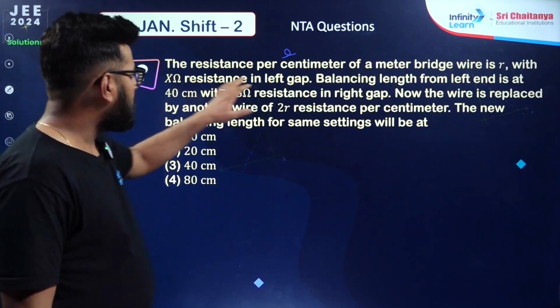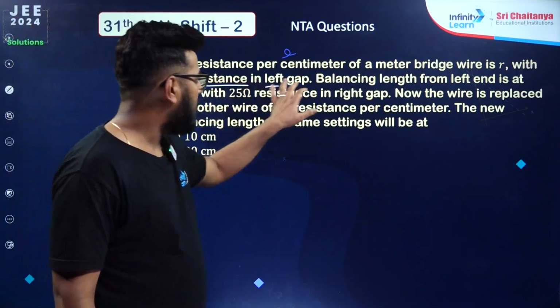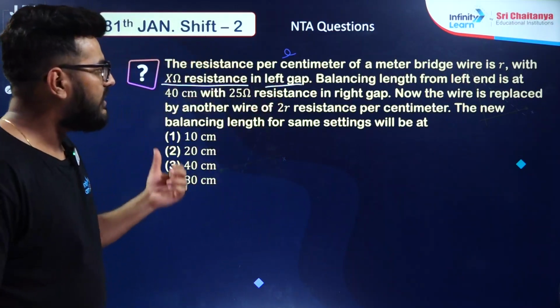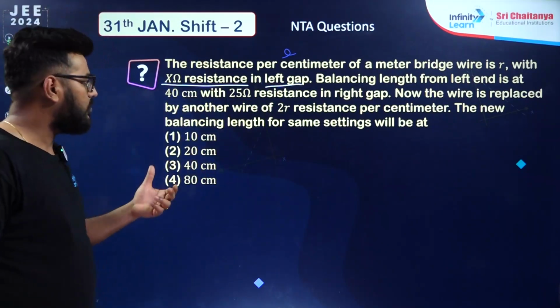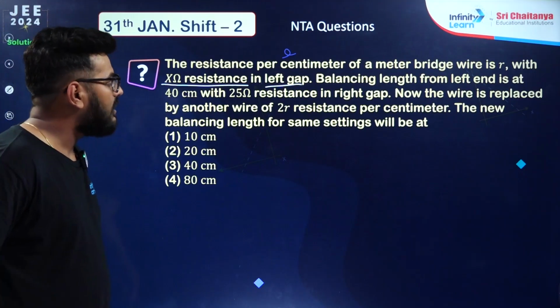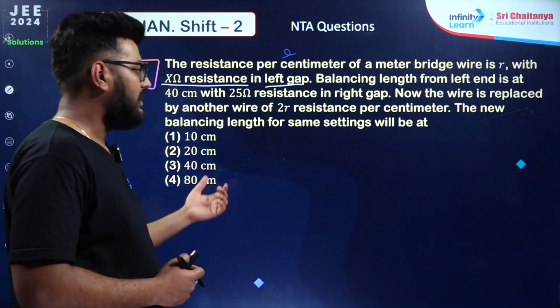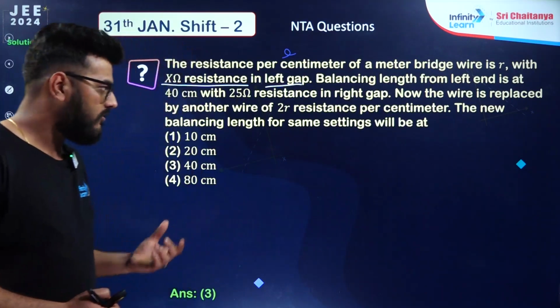Talking about the next case, the resistance per centimeter of a meter bridge wire is R with X ohm resistance in the left gap. Balancing length from left end is at 40 centimeter with 25 ohm resistance in the right gap. Now the wire is replaced by another wire of 2R resistance per centimeter. The new balancing length of same settings will be. It's a very simple standard case of meter bridge.